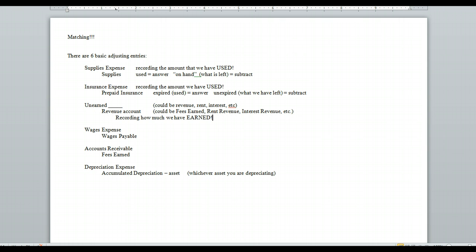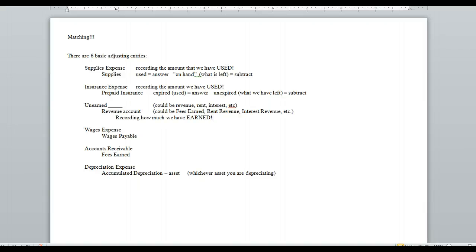Because remember, when somebody pays us before we do the work, before we provide the service, we have to record it in that liability account, unearned fees, unearned rent, unearned something. And that's a liability because we haven't earned the revenue yet. And remember, by definition, we record revenue when it is earned.